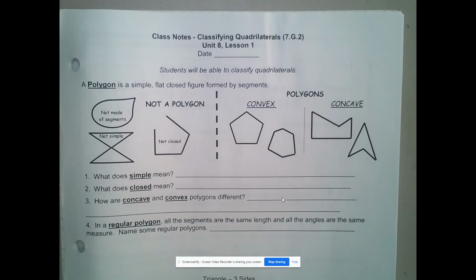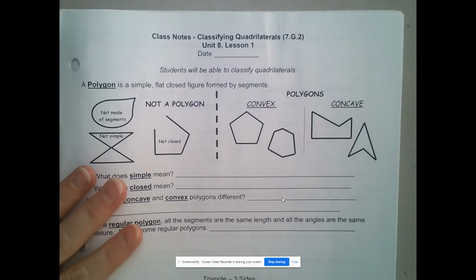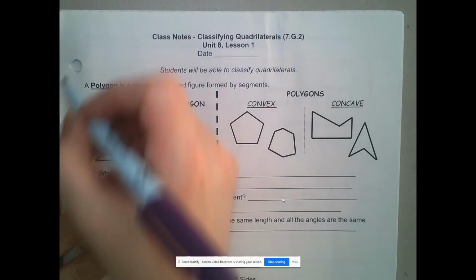All right, so here we go. Geometry. We love this stuff. Classifying quadrilaterals. So first, if we're going to classify quadrilaterals, we have to know some basics first. A polygon is a simple, flat, closed figure formed by segments.